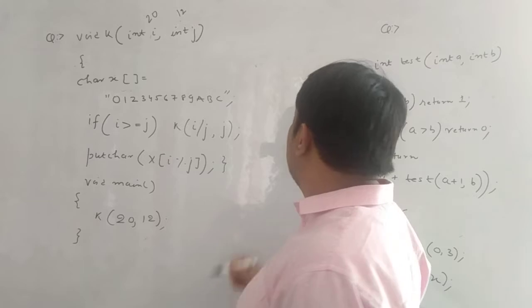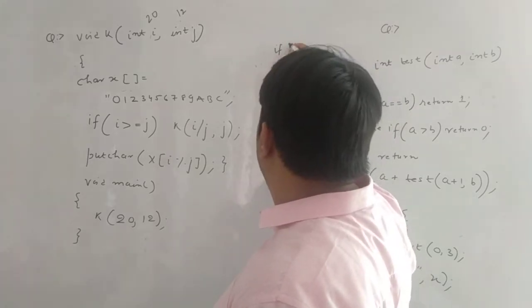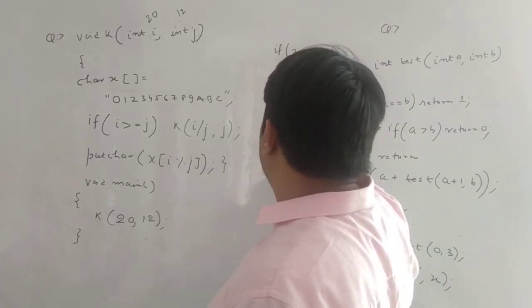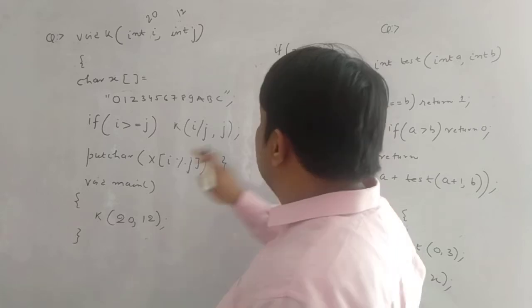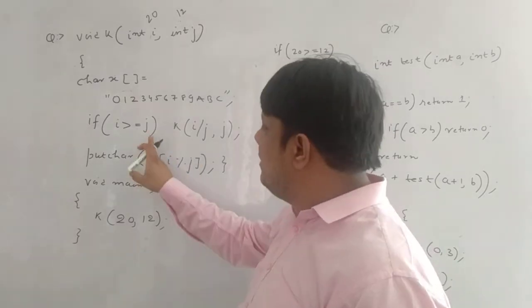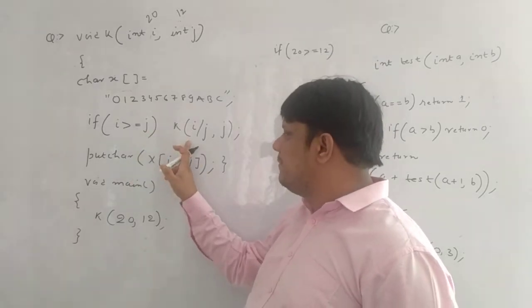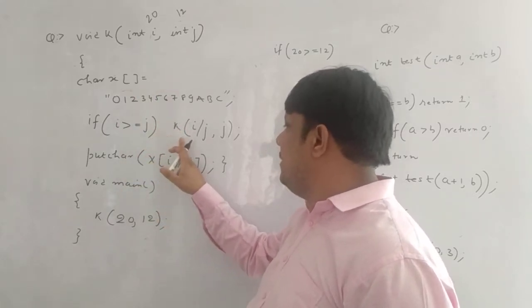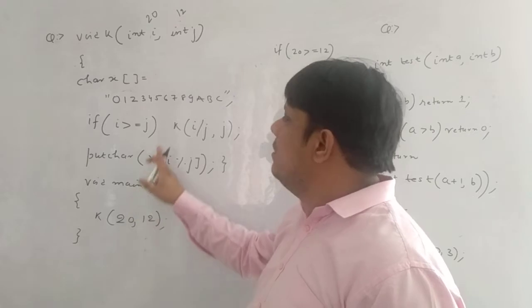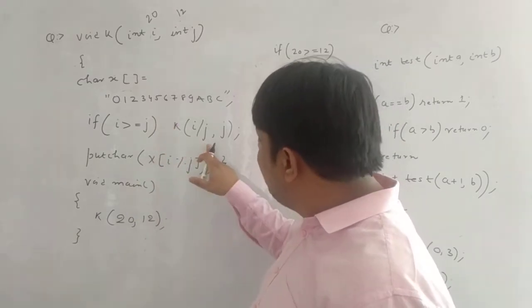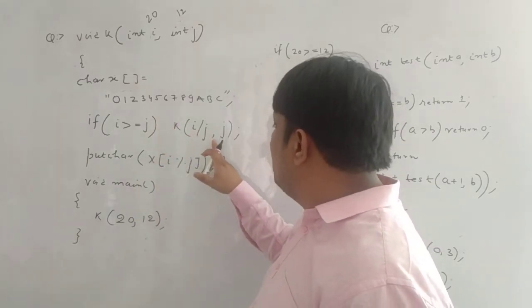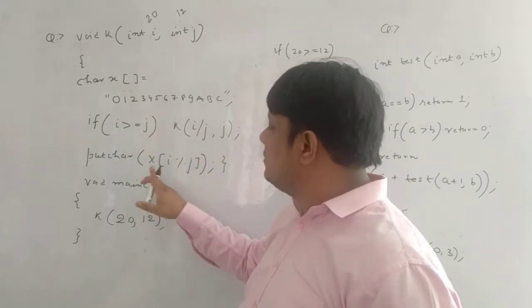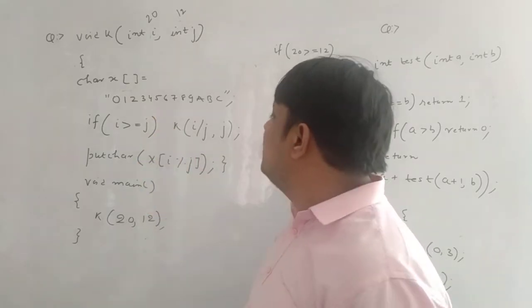Now, if i is greater than or equal to 12. So what do you mean by this? If 20 is greater than or equal to 12, your condition is true. If this condition is true, this is part of the if, and this putchar is a part of the function. If there were a scope with braces, this would also be part of the if, but since no scope is applied, only this statement k(i/j, j) is a part of the if and this is not part of the if. It is part of this function, right?